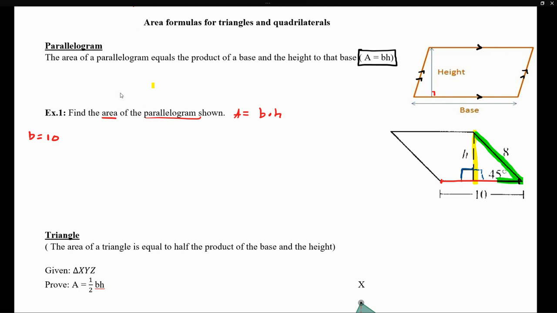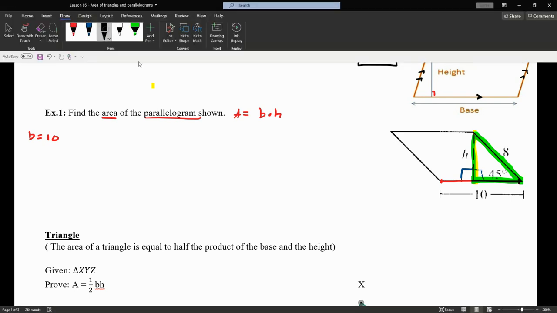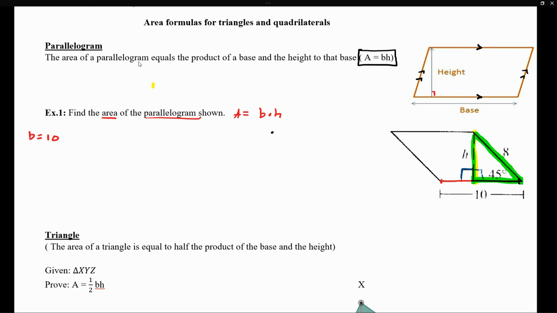Now, to find the height, we can see that we have a right triangle right here. And if it is a right triangle, then we can use the Pythagorean theorem to find the height. Actually, by mistake, we cannot use the Pythagorean theorem here, because notice that if we break down the triangle that we have here, this is 90 degrees, this is 45, this is h, and this is 8.